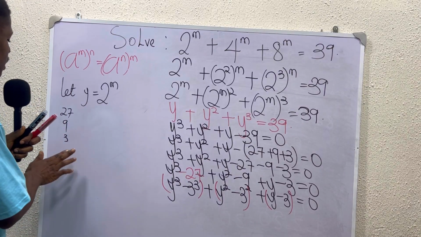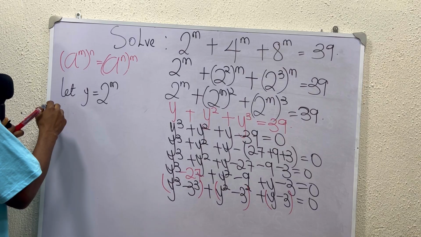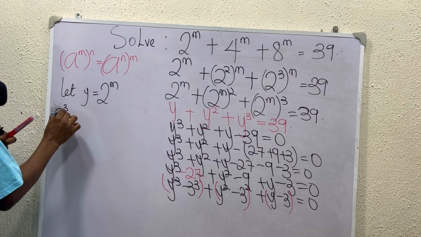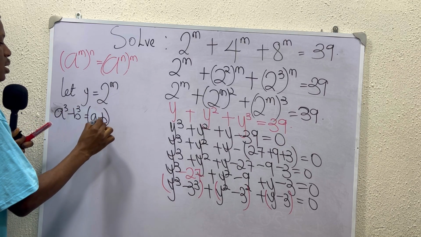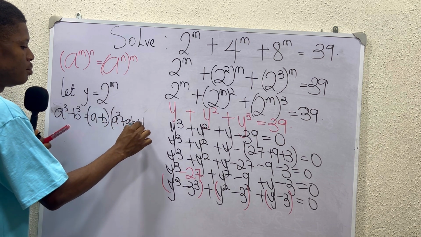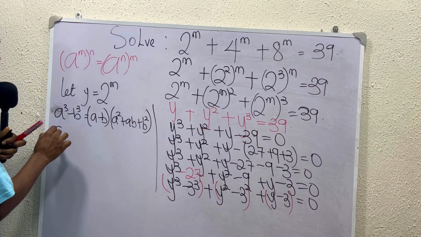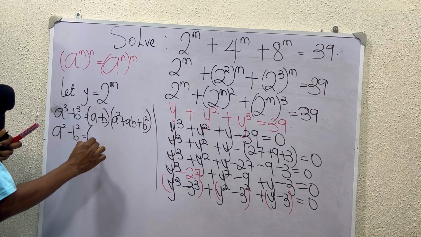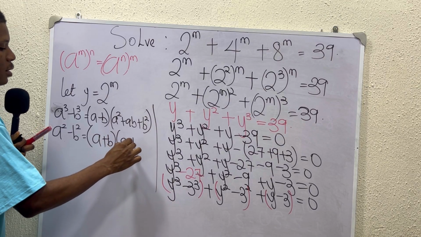Then before we move forward, we should know a special identity. We have the identity a cubed minus b cubed. The expansion is always a minus b into a squared plus ab plus b squared. That's the expansion of a cubic term. Then if you have a square difference, a squared minus b squared, we apply the difference of two squares as a plus b into a minus b.